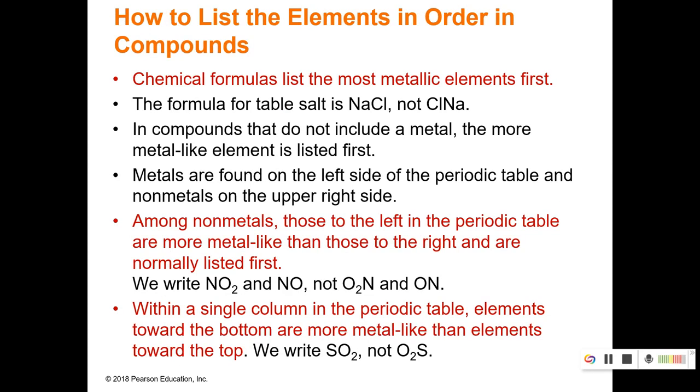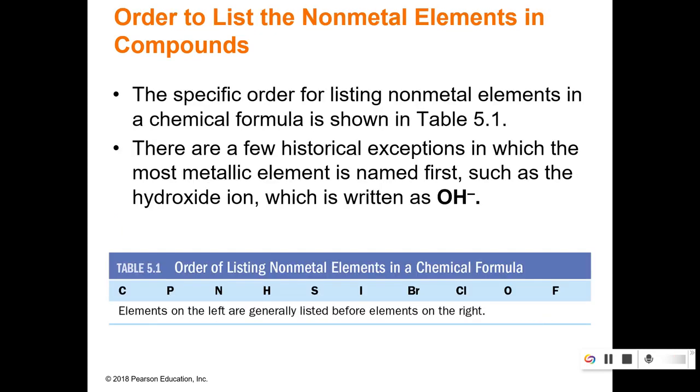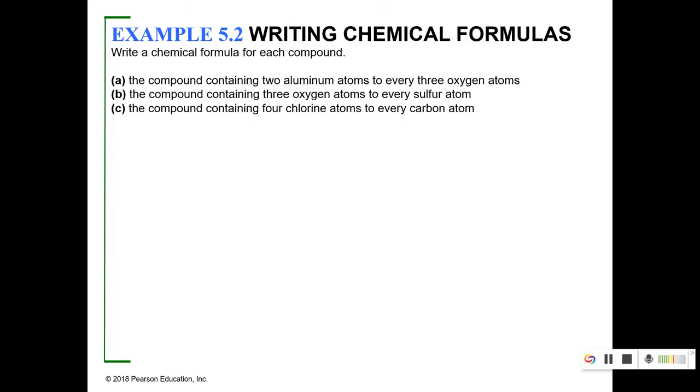So a chemical formula will list the metallic elements first. So metals will always come first. If they're both nonmetals, the ones to the left on the periodic table and toward the bottom are more likely to act metallic because they're closer to those metals. So those are going to be the ones that come first. And here is a list if you want to write them down, but you shouldn't need it. You should be able to tell, hey, yeah, this is closer to the metals than the nonmetals.